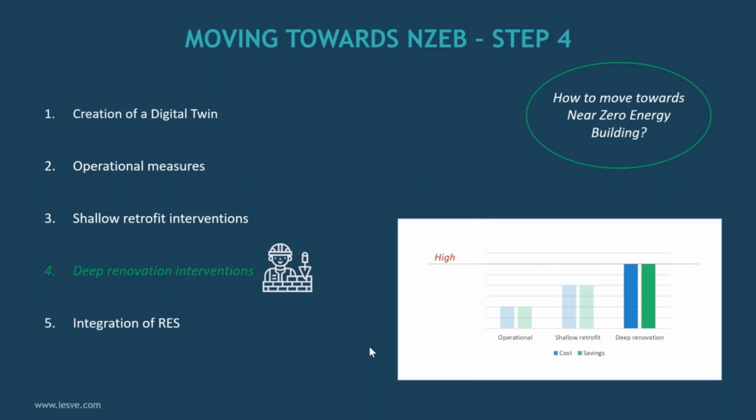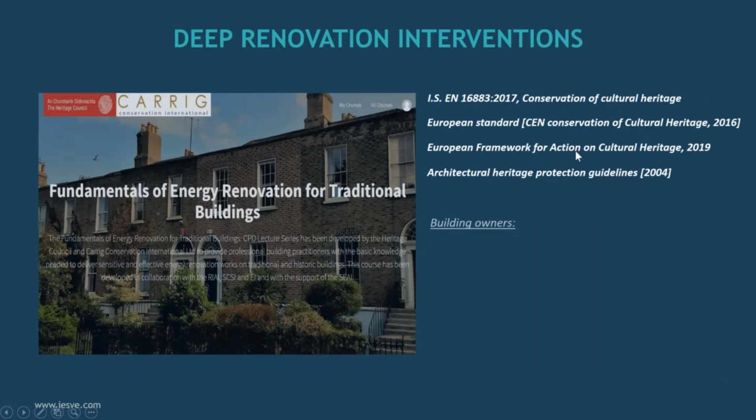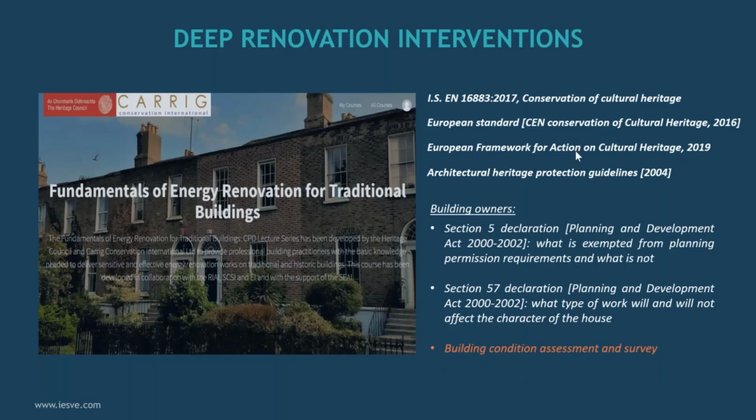Last but not least, actually the most beneficial interventions are the deep renovation ones. So when you start actually addressing the presence of insulation in your building, replacing the windows and so on. This obviously had a very good saving percentage, but they come with higher costs. So in this case, it will be needed an analysis of payback time and so on to understand if they are feasible or not.